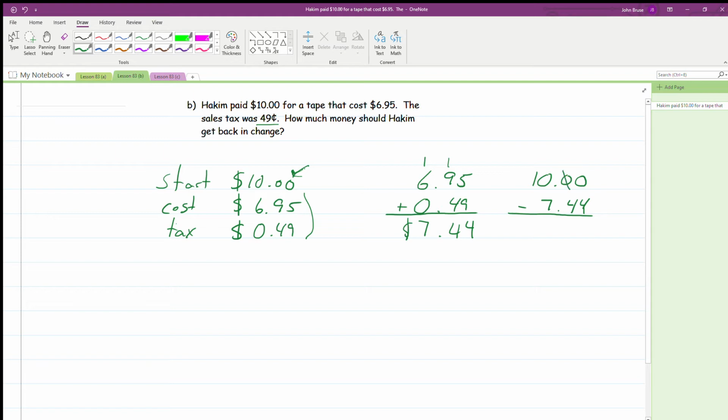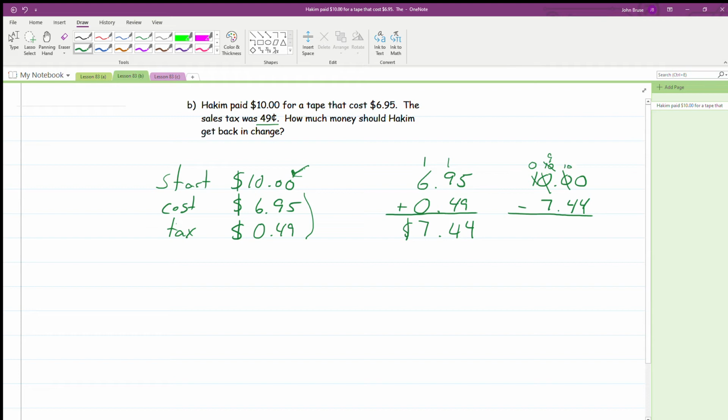So I'm going to borrow from my dollars. I can't. So I'm going to borrow from the $10 column, which turns the $10 column into 0 tens. And now we have 10 $1 bills, because 10 $1 bills is the same as a $10 bill. But we're going to borrow one of those, so we're going to turn that into a 9, and we're going to turn the dollar we borrowed into 10 dimes.